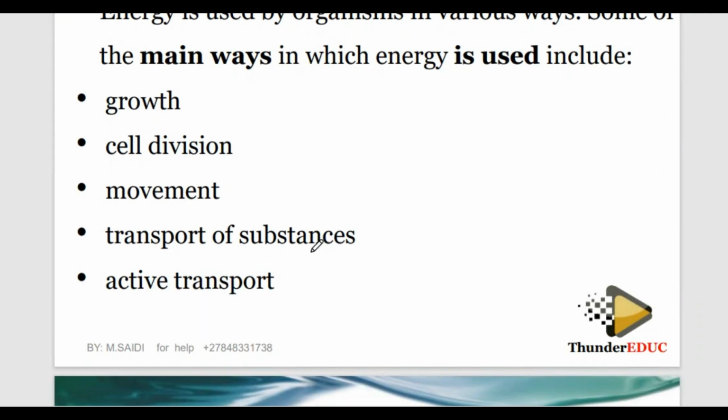It means that you don't have energy. Don't forget that when you eat, you get the energy. Yes, when you eat, you get the what? You get the energy. So this energy is also used for movement.